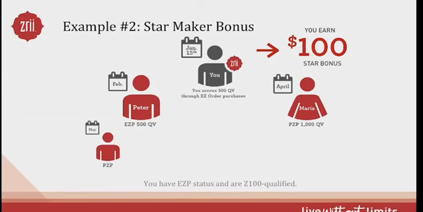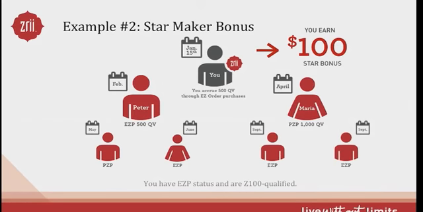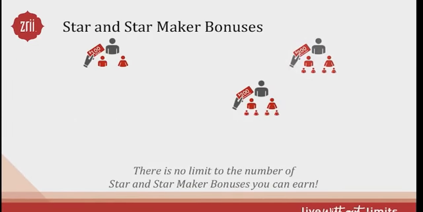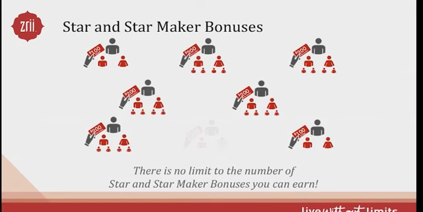You earned the $100 star bonus. And then Peter personally enrolls a new IE in May with a PZP, and another one in June with an EZP. Maria personally enrolls 2 people at the EZP level in September, and Peter and Maria are now both stars, and you have become a Star Maker, earning a $200 Star Maker bonus. There is no limit to the number of Star or Star Maker bonuses you can earn, so you could become a star or a Star Maker 10, 20, 30, or even 100 times or more.